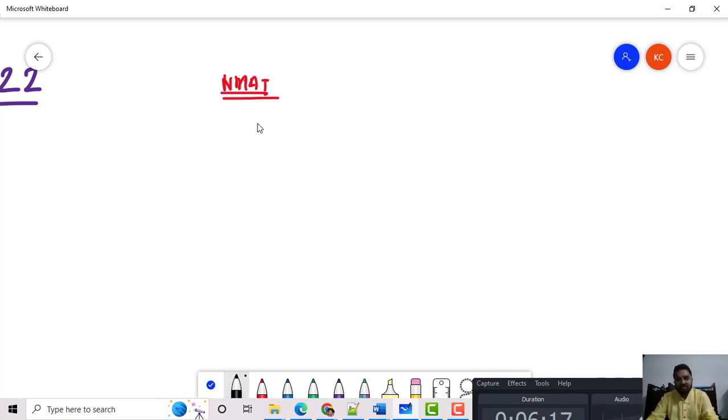NMAT exam follows a pattern similar to GMAT. It is run by the same agency, GMAC, which runs GMAT also. So what happens in the exam is, you get a scaled score, and the questions you get depend on your response in previous questions. So if you are maintaining high accuracy, then you'll start getting difficult questions.